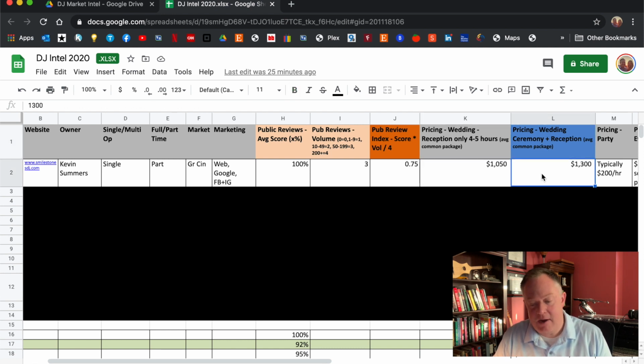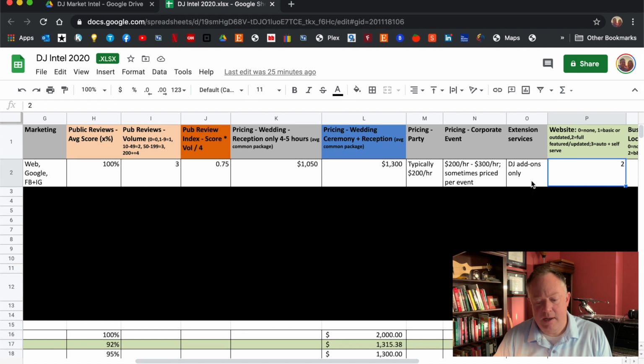I have my costs here, and this is my 2021 costs. Those were derived from this work, which you'll see in a few minutes, how that was derived. But I also capture, if I can get it, pricing for a party, which is an hourly rate. So I do $200 per hour. And pricing for a corporate event is similar. So I just capture those data bits and pieces that I can get.